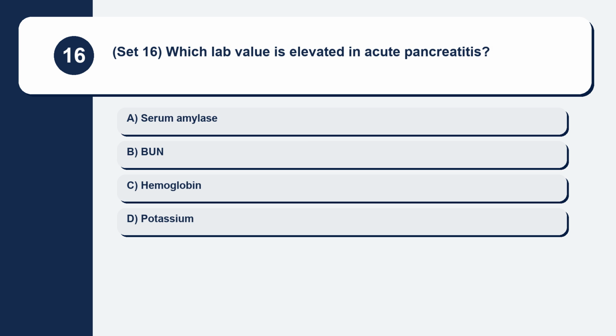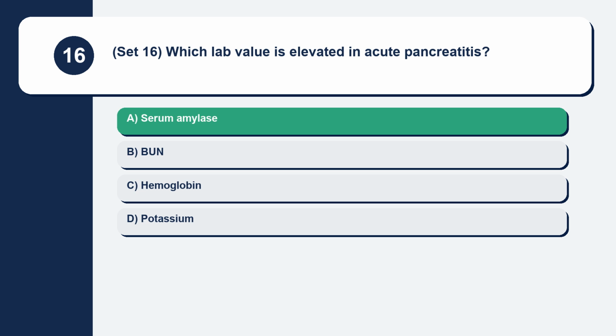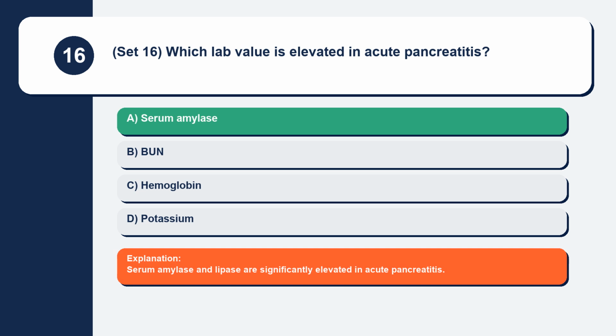Question 16. Set 16. Which lab value is elevated in acute pancreatitis? Serum amylase, BUN, hemoglobin, potassium. Serum amylase and lipase are significantly elevated in acute pancreatitis.